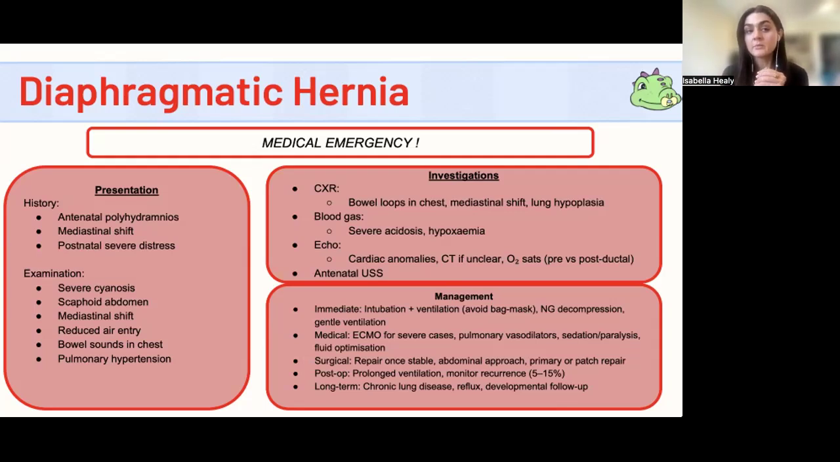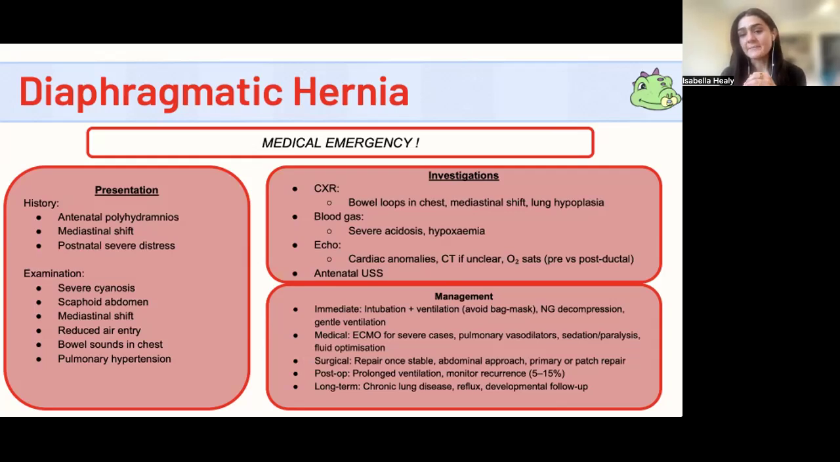I remember when I was doing my pediatric rotation last year, I was shown a video of a neonate just delivered who was being intubated straight away, and they had a diaphragmatic hernia, and it was quite an intimidating video, but amazing to see how everyone works together so seamlessly.